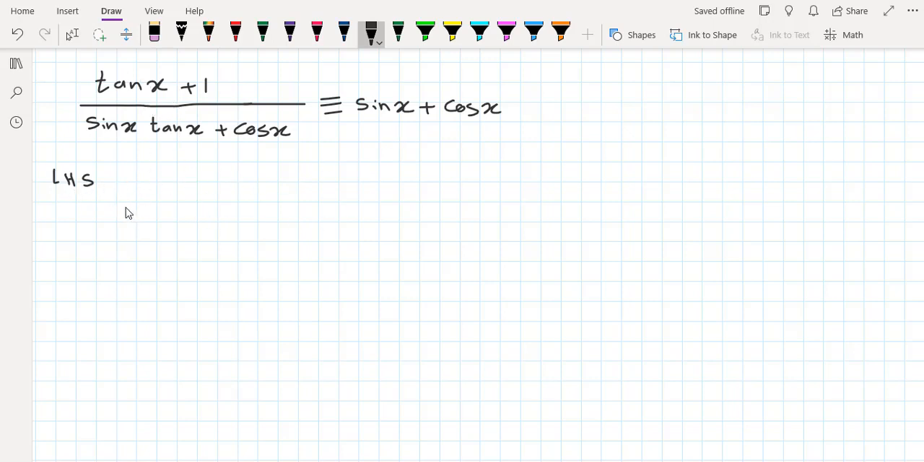So instead of tan x, I'm going to write sine over cosine, plus 1, and this is sine x. Instead of this tan, I'm going to write sine over cosine as well.